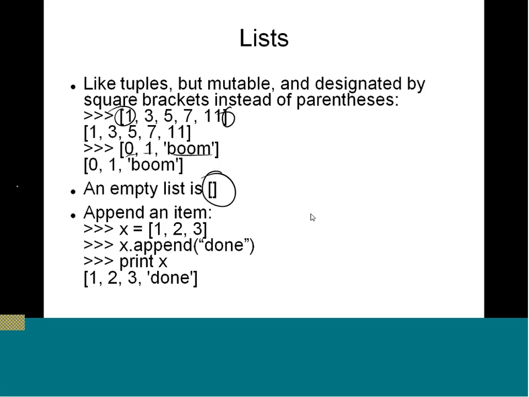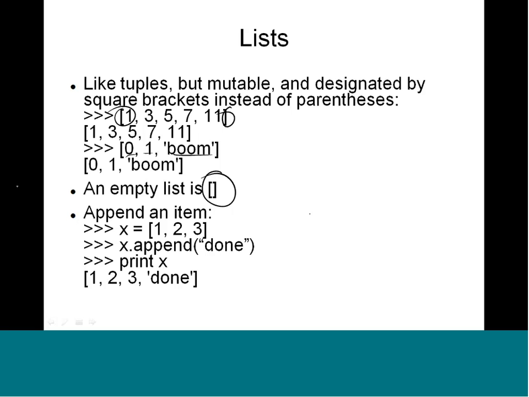And so the mutable property is described here. Basically, you can add elements to the list, or basically you can append an item. Here we define a particular list 1, 2, 3, and if you want to append "done" to it, we use the method x.append("done"), and then that prints out with that.